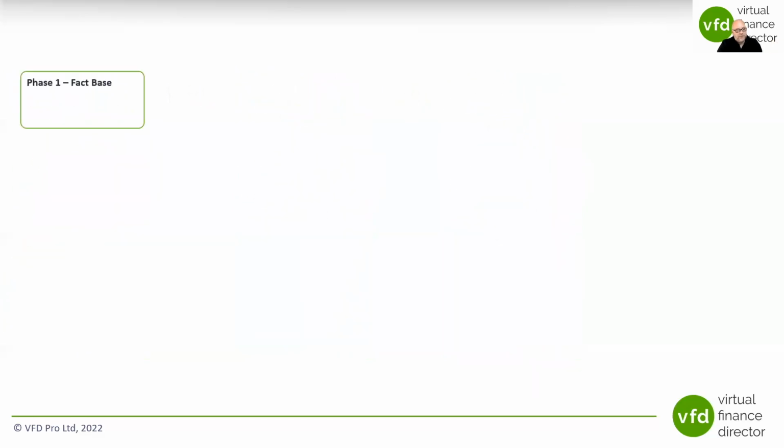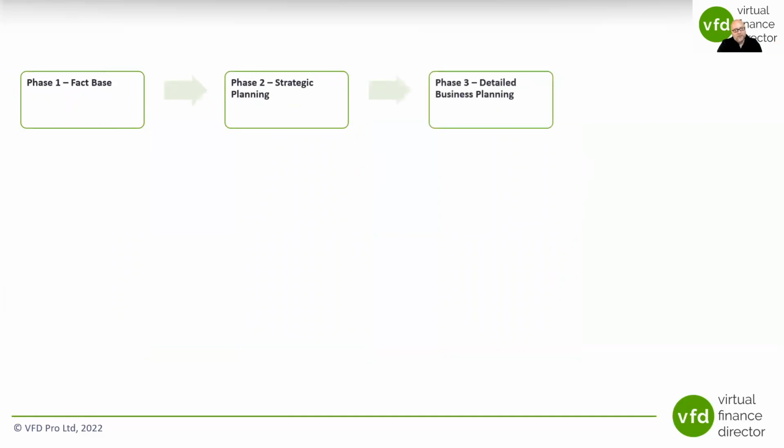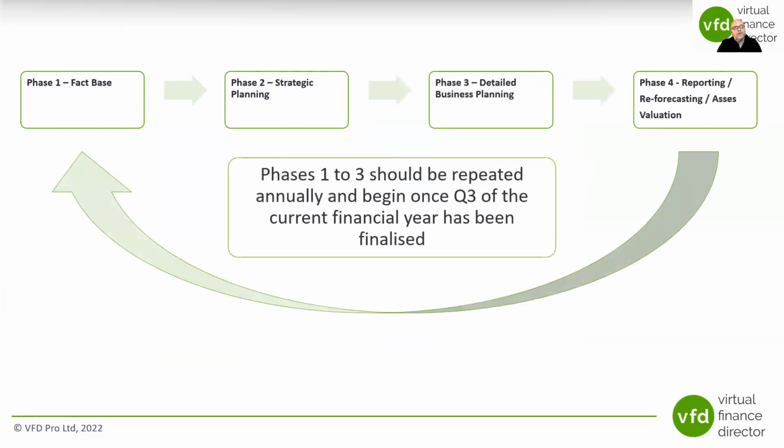So we've got our fact base, which is phase 1, strategic planning, which is phase 2, detailed business plan, which is phase 3, and our continual reporting, reforecasting, and assessing business valuation is phase 4. That's an annual process that we go through. So if I'm supporting my client on a monthly basis, I'm going to utilize the entire suite at some point over those 12 months. And I'm always going to constantly be referring to performance against that plan, and that plan was to deliver a number. So that's where we're working with a client.